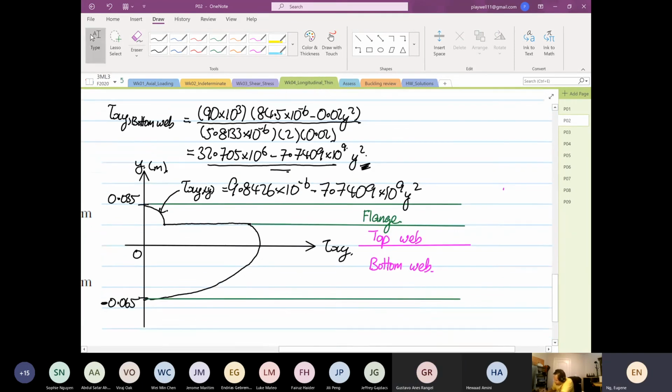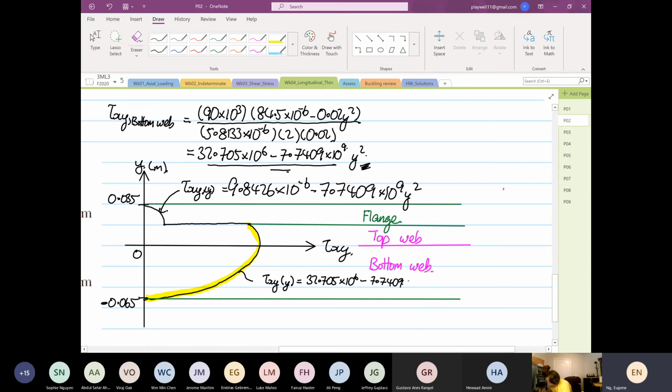And then from here, the top web and the bottom web is the same equation. Why is it the same equation? Because it's going to be continuous. Yes or no? What do I mean by continuous? If you see this line that I'm highlighting now, it's a continuous line. It's not a stepwise function. I hope math taught you stepwise function. Yes or no? So this is continuous. So that's where over here is shear xy as a function of y. You're right. And it's equal to 32.705 times 10 to the power of 6 minus 7.7409. Okay, let me check.